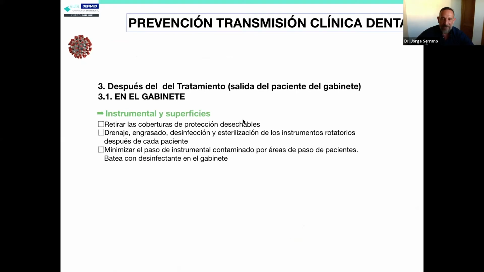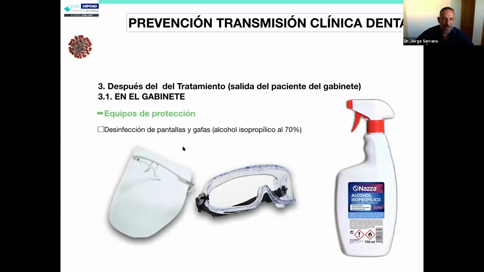After the patient leaves, we have to remove all these disposable films we used. We should remove the rotary instruments, micromotor, lubricate them, disinfect them and put them into the autoclave. We should have a tray with disinfection material and bring it periodically to the sterilization area, trying not to cross the dental office constantly with potentially contaminated materials.